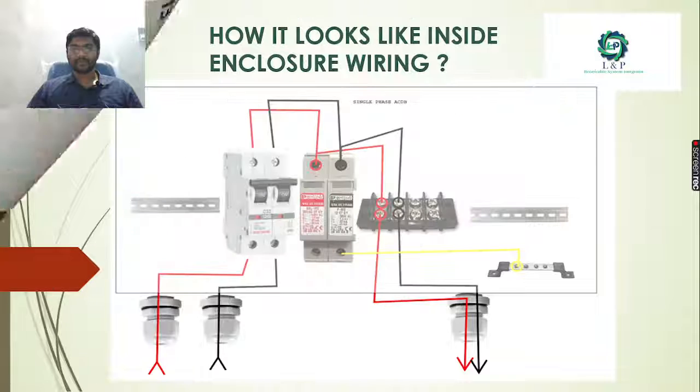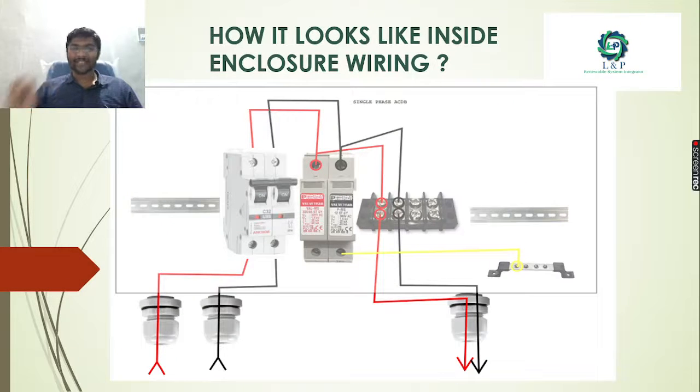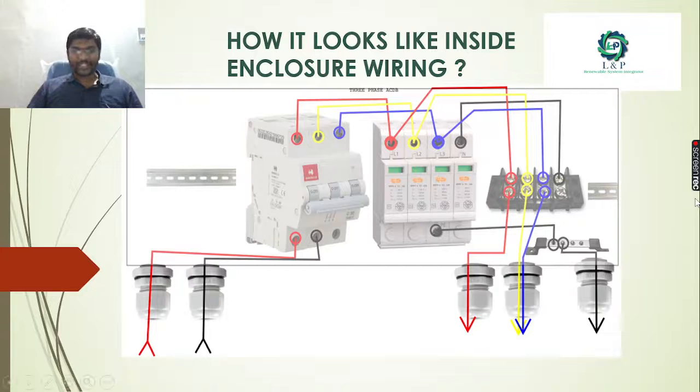And this is an example of a wiring. So what will be inside it? As we told earlier, we will have a single-phase AC SPD, and for the switching purpose, we can go for AC MCBs. And if you're going for a three phase, this is an example. This is how it will be. We will have MCBs for switching operations, and we can use these AC SPDs, 4-pole, RYB and neutral.